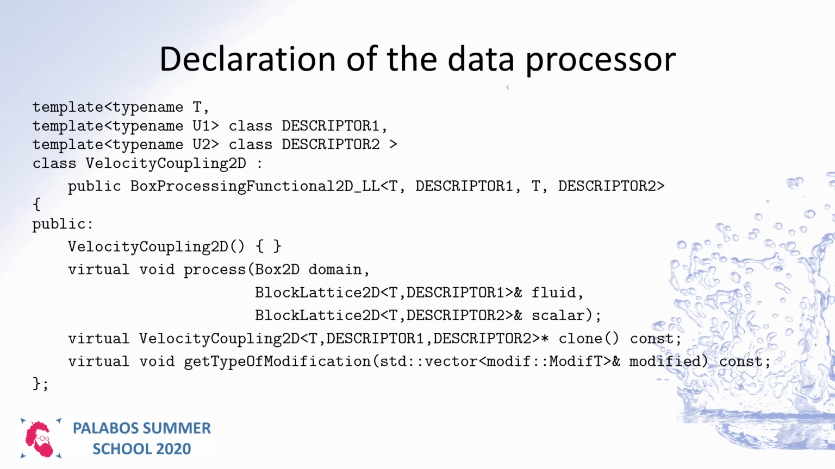Then there is a function which is called clone, and I will come back to that one. And there is one which is called the getTypeOfModification. I will go now step by step through these three methods because the constructor is just empty.